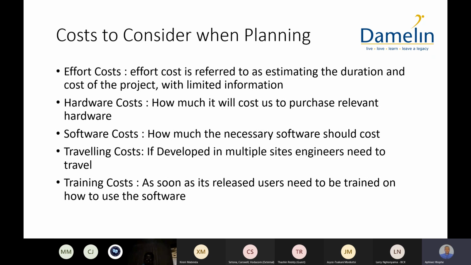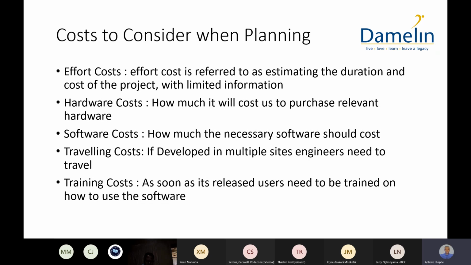Traveling costs, if developers are working through multiple sites, okay, they have to travel to different provinces or different cities. The company must foot the bill and be able to pay for their traveling costs because they're traveling on business purposes. And also training costs. Okay, as soon as it's released to users, the users need to be trained on how to use the software. So as soon as the software is released, you need to train the users.